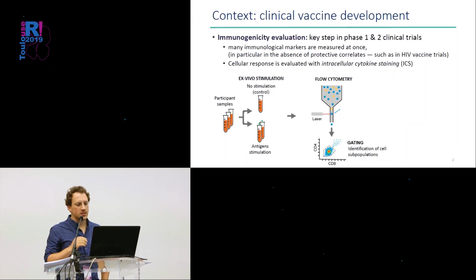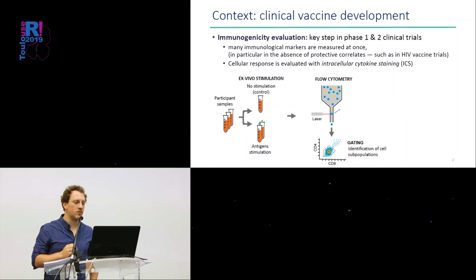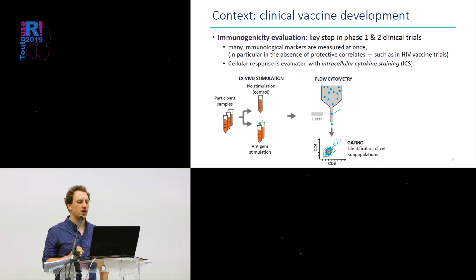So this work takes place in the context of the clinical development of vaccines, where immunogenicity evaluation is a key step, especially when we don't know the correlates of protection, which happens, for instance, in the development of HIV vaccines. And in that case, we are going to measure a lot of immunological markers at once. In particular, here we're going to focus on intracellular cytokine staining, which measures the production of cytokines by the cells. And how does that work?